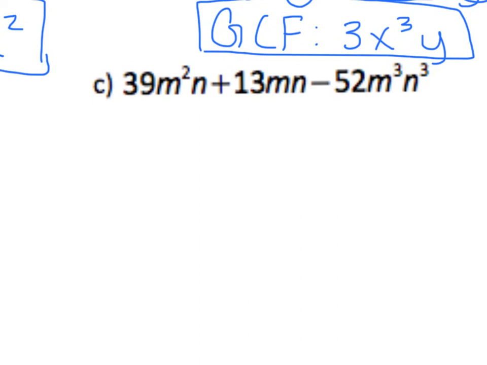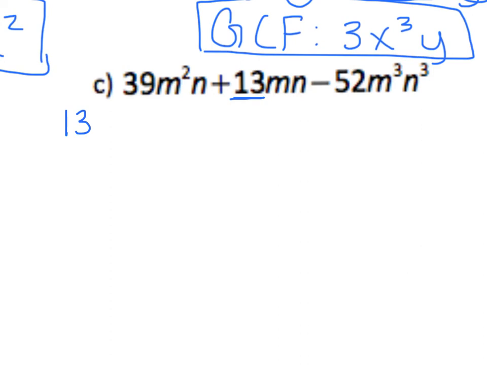Okay, now we've got a couple different variables here. Looking again at the smallest number, you've got 13. Does 13 go into 52? Yes. Does 13 go into 39? Yes, it does. So I know that my greatest common factor is going to be 13.